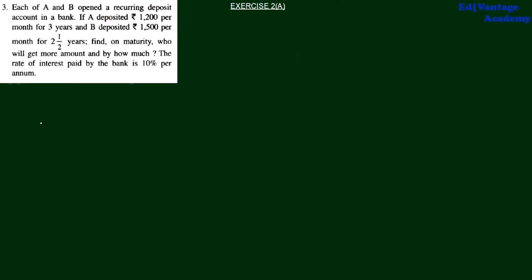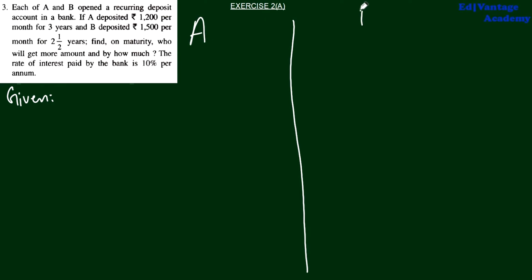Okay, now moving to the third question. In this question, what is the given data? A and B opened an RD account in a bank. So they are talking about two people here, A and B. A is depositing 1200 per month for 3 years and B is depositing 1500 per month for 2.5 years. Let me divide this section into two parts: one is A, one is B.